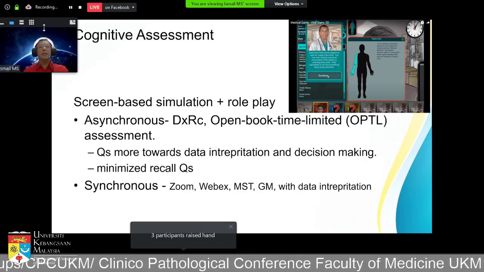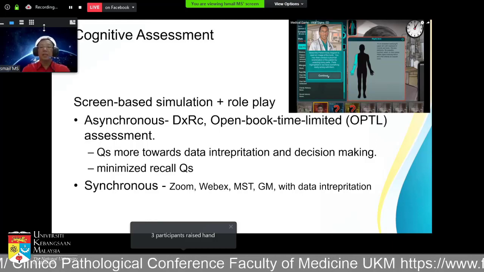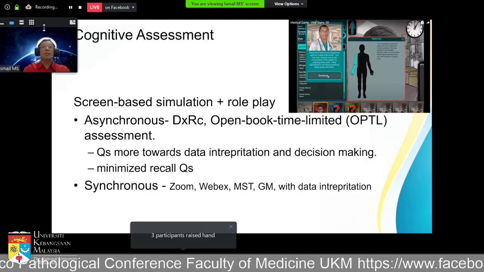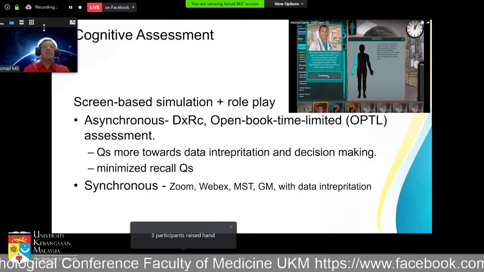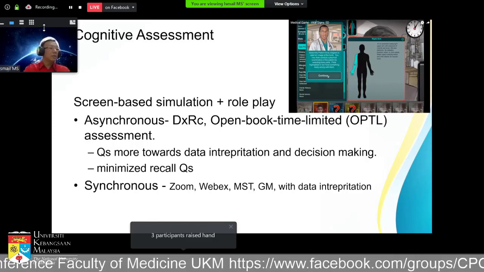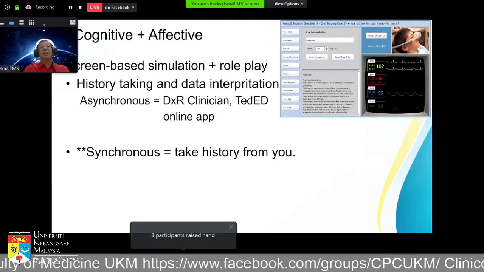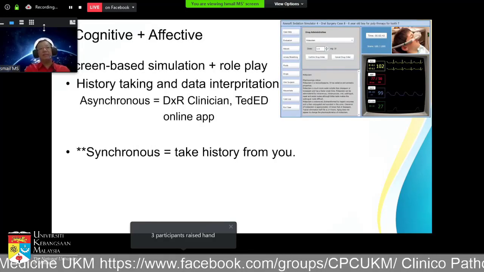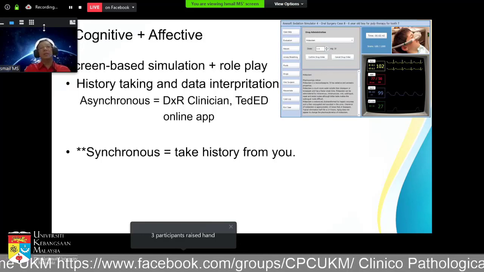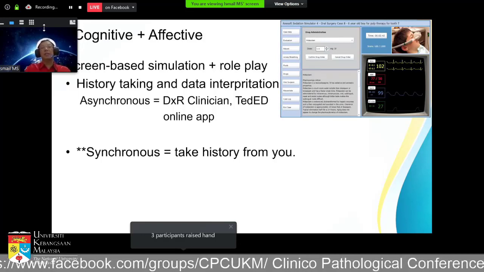The other thing that we can do in terms of synchronous technique, you can use Zoom, WebEx, again, all this thing, and with some data interpretation. So you can show them an ECG or show them an X-ray, and they will basically be able to do the interpretation. Now, in terms of cognitive effective, I take example of history taking and data interpretation. We can do asynchronous with the DXR Clinician.